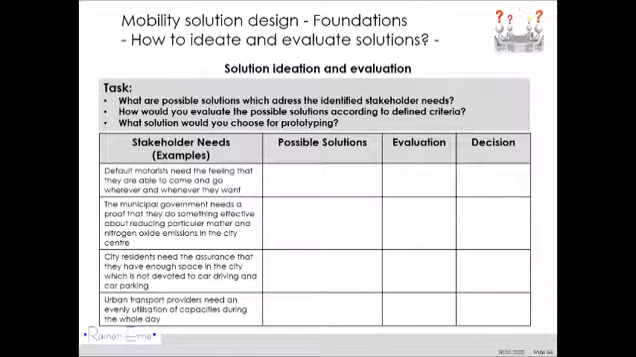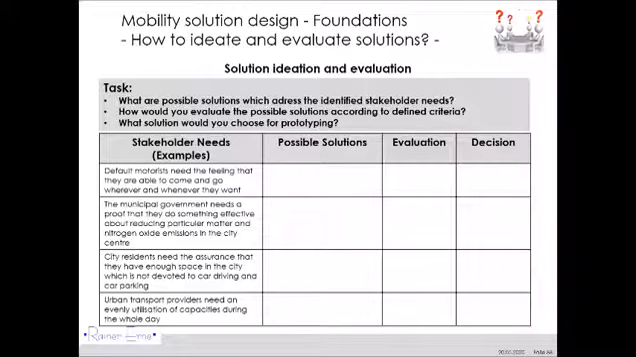And in the next step, it's compulsory to evaluate the solutions you have ideated and to make a clear decision which of the solutions, which are possible and which address properly the user needs, you want to prototype.